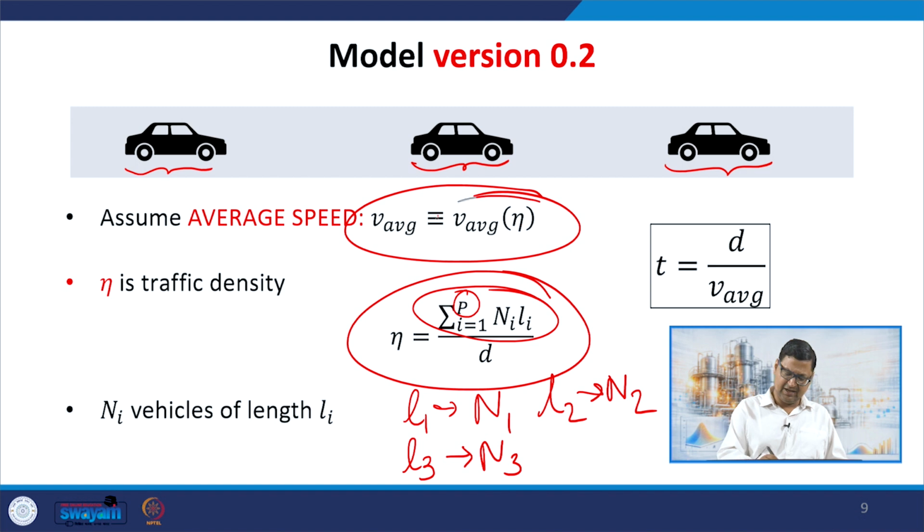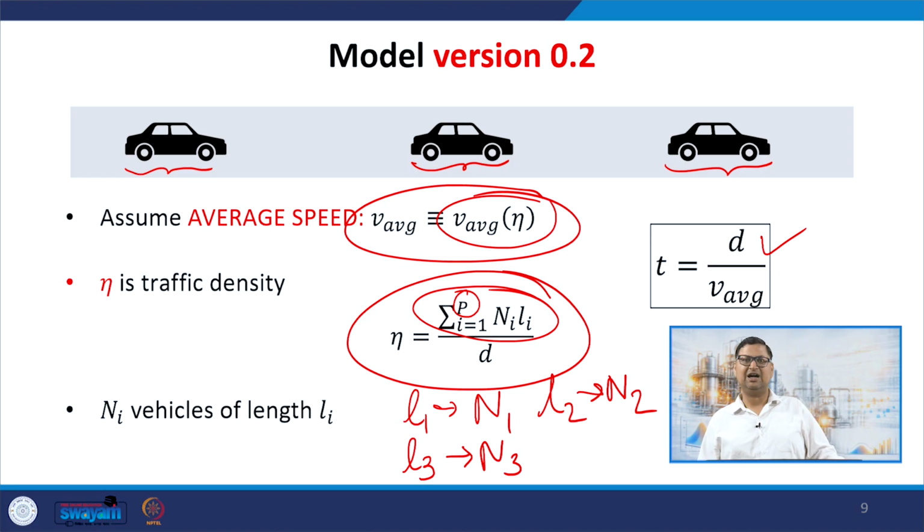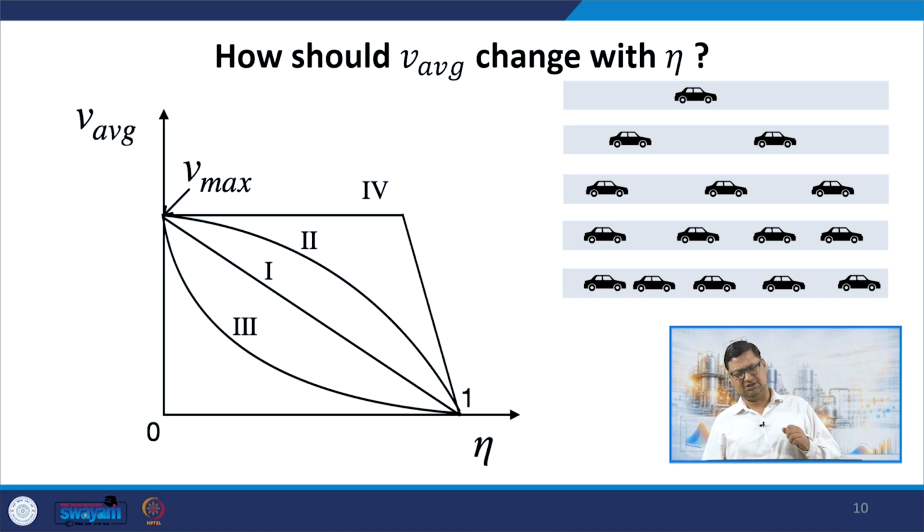And if I know this function, I don't yet know how I will find this function, but if I know this function, then I can define the time as the distance that I have to travel, which of course depends on the route, divided by the average velocity of the car, which depends on the traffic density. Okay. So the next step, we will try to use our intuition to think of how that average velocity should depend on this traffic density parameter, right.